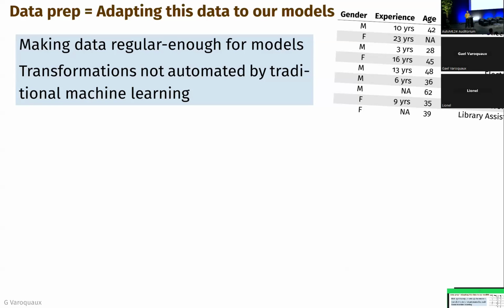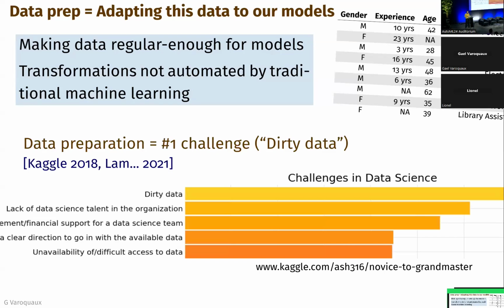Those transformations are typically not automated by traditional machine learning. As a consequence, or maybe not as a consequence, but in practice, if you do industry surveys, people report that the number one challenge to data science or machine learning in the industry is, quote unquote, dirty data. Of course, what does that mean? It means many, many things. But my experience is that it partly means this adaptation.